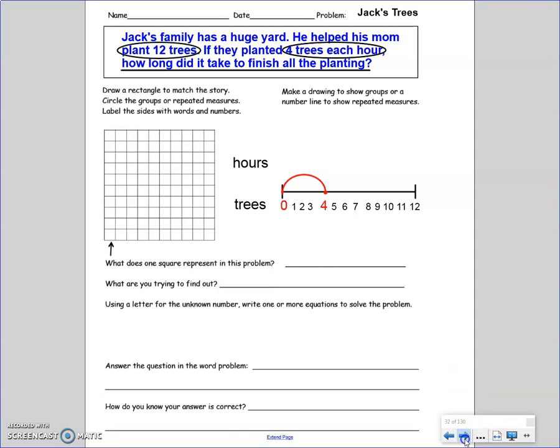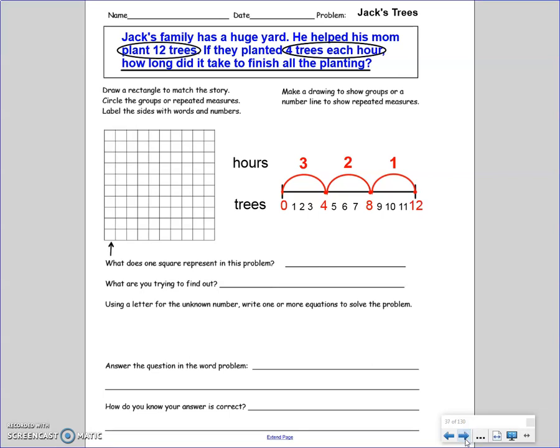Then the next hour happened. And we know the next hour they planted 4 as well. Well, 4 more trees planted would be 8 total trees. But we know they planted a total of 12. So then another hour happened. And after 3 hours, oh, look at that, they've planted all 12 trees. So it took them 3 hours to plant all the trees.